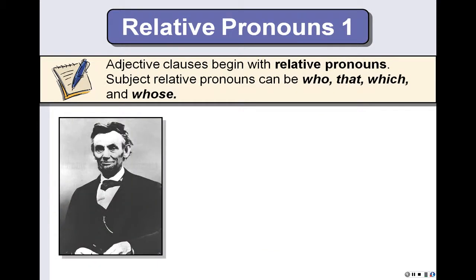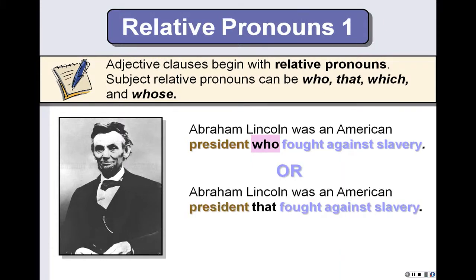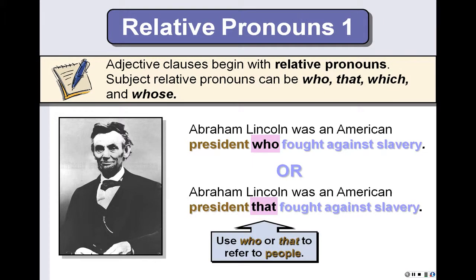Adjective clauses begin with relative pronouns. Subject relative pronouns can be who, that, which, and whose. Abraham Lincoln was an American president who fought against slavery. Or Abraham Lincoln was an American president that fought against slavery. So if we have no commas, we can use who or that to refer to people.